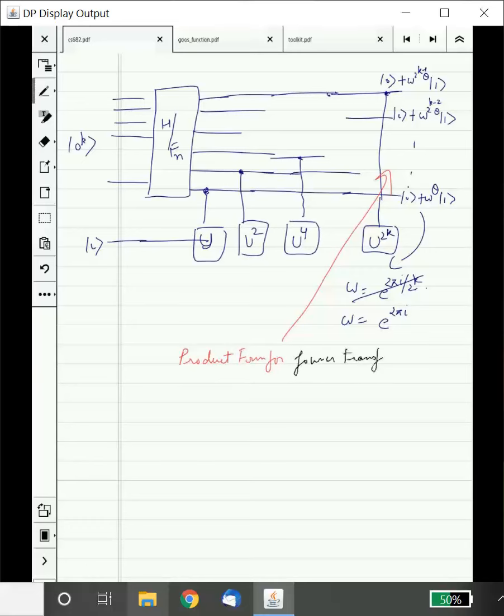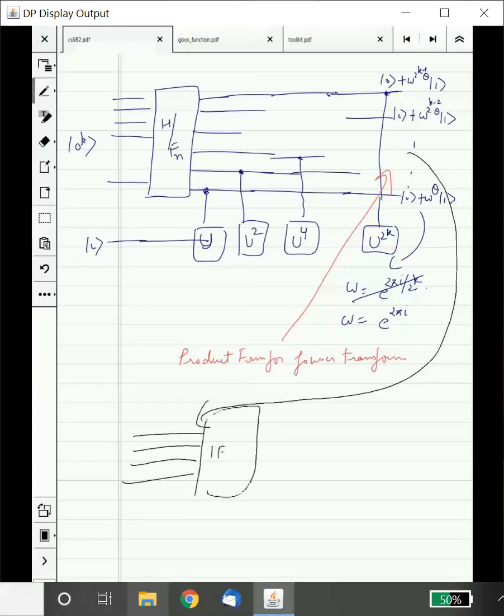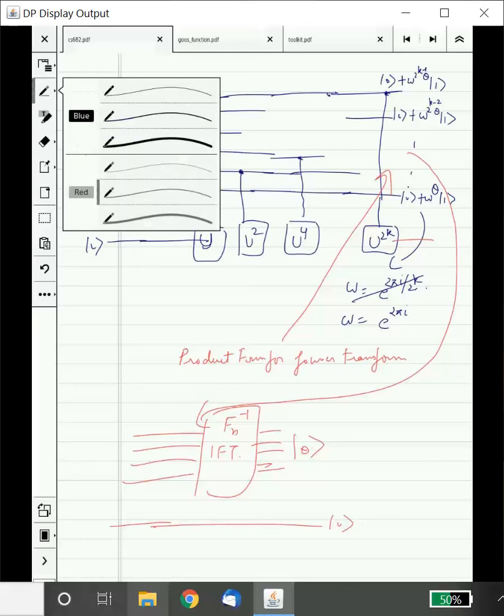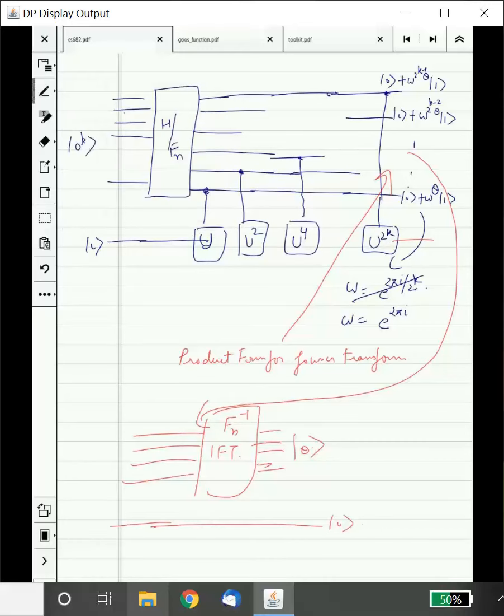And this I take it and apply inverse Fourier transform. That will give me theta. Notice that the last state is unentangled, it remains. This allows us to use controlled powers of 2 instead of U to the power L. So U to the power L can be replaced with controlled U to the power 2 to the power i. That gets rid of the first assumption.